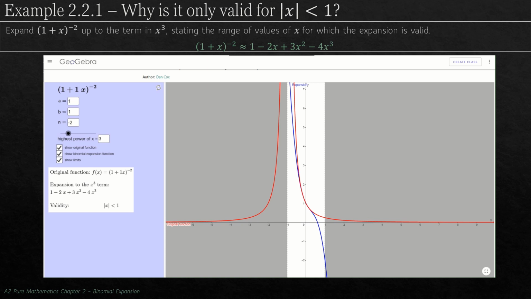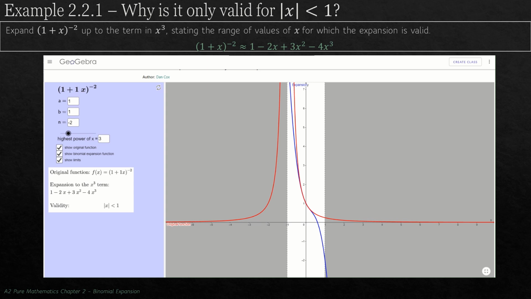So just looking at this graph. The blue graph is the expansion that we've got, so that's this cubic here. The red graph is the actual graph of 1 plus x to the power of minus 2, so that's the whole thing. And then this white bit here is the modulus of x is less than 1, so it's between minus 1 and 1. And you can see that around here, so around 0, we've got a really, really good approximation. And then as we get away from that, the approximation is not so good in both directions.